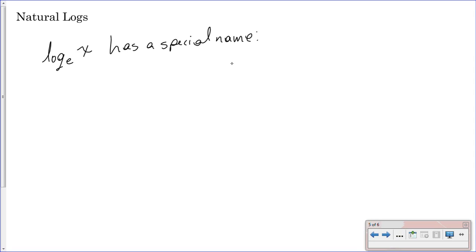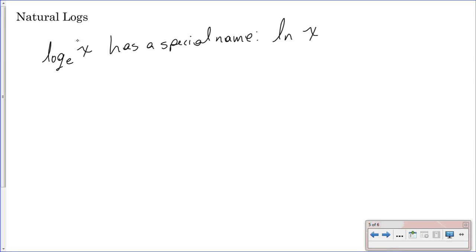Log base e of x has a special name. It is called the natural log of x. The natural log will always have a base of e. So 99% of the time when you see a natural log written, it will not have a base. It'll look just like this. It will not have a base, because the only way to get a natural log is to have a base of e. You cannot have a natural log with a base of anything other than e.